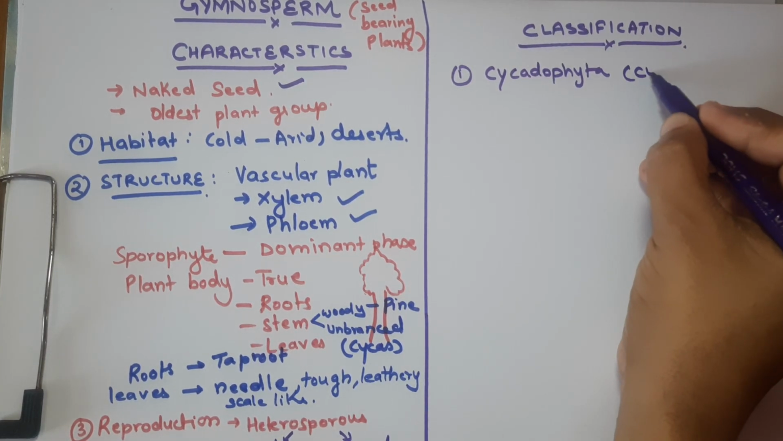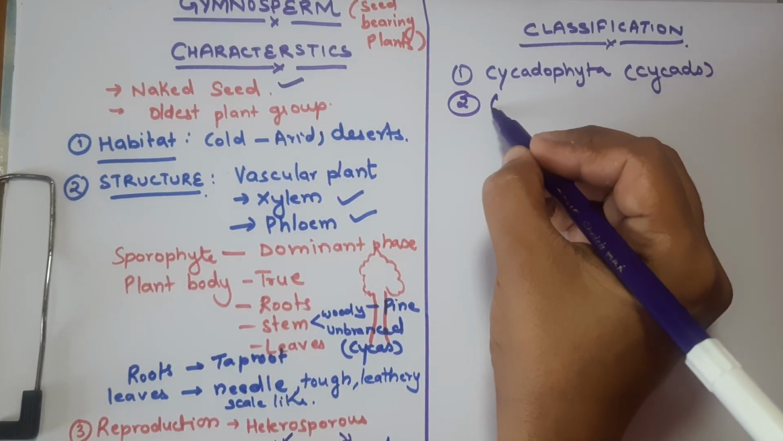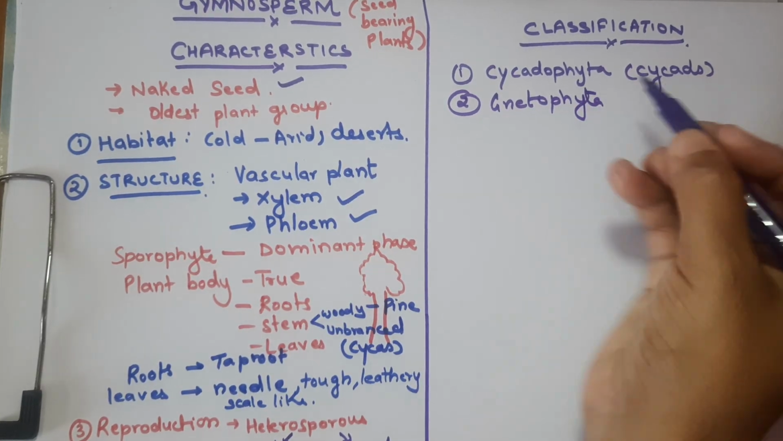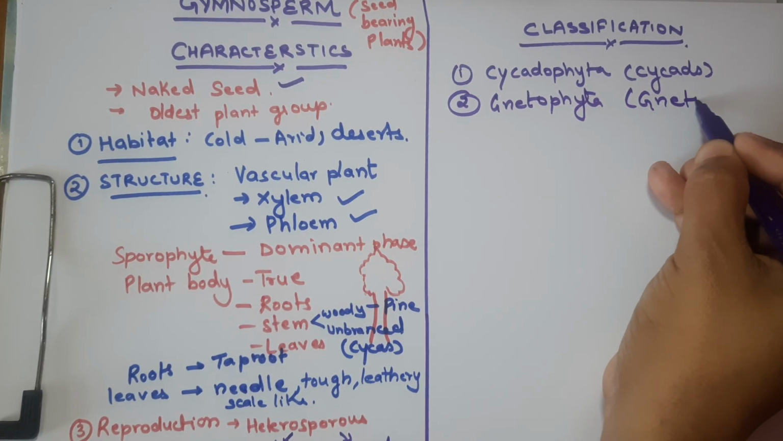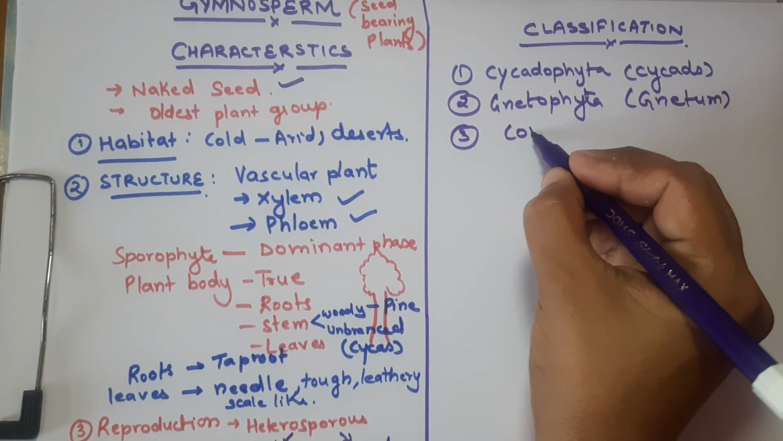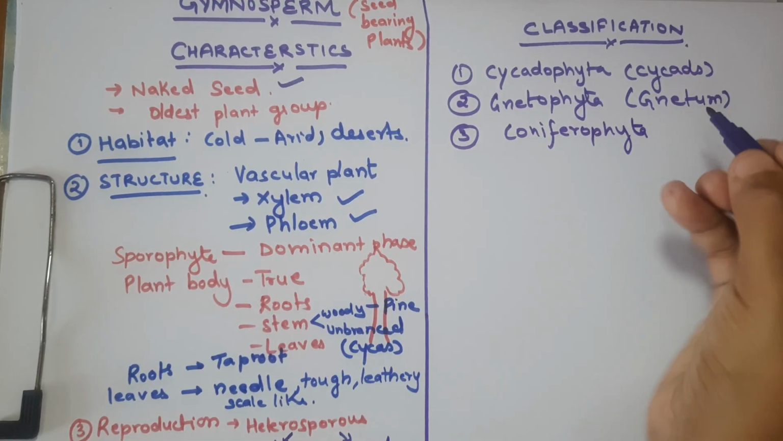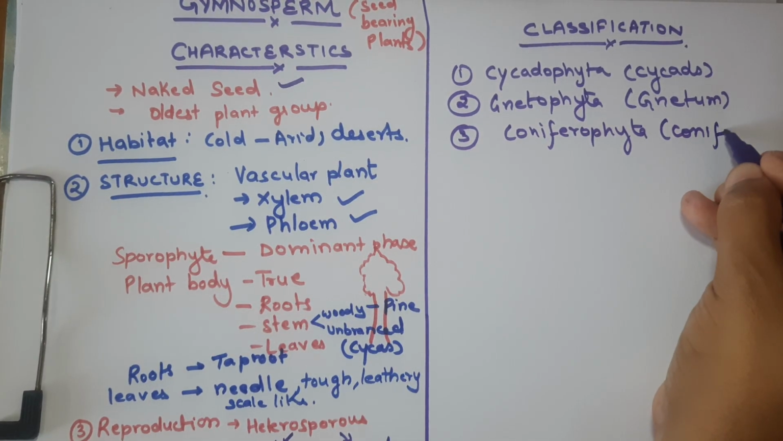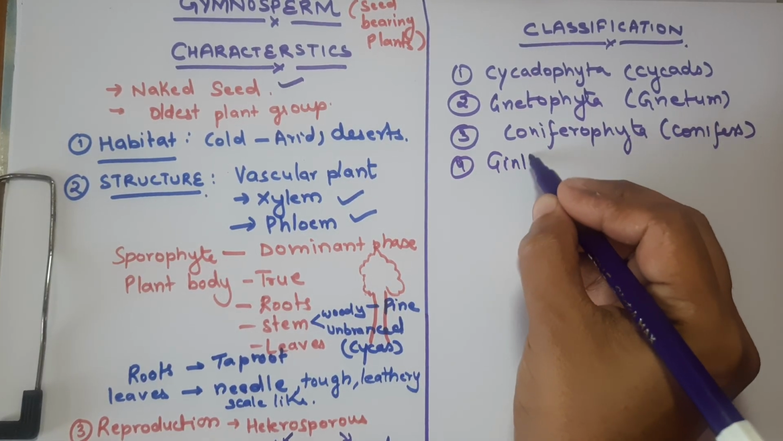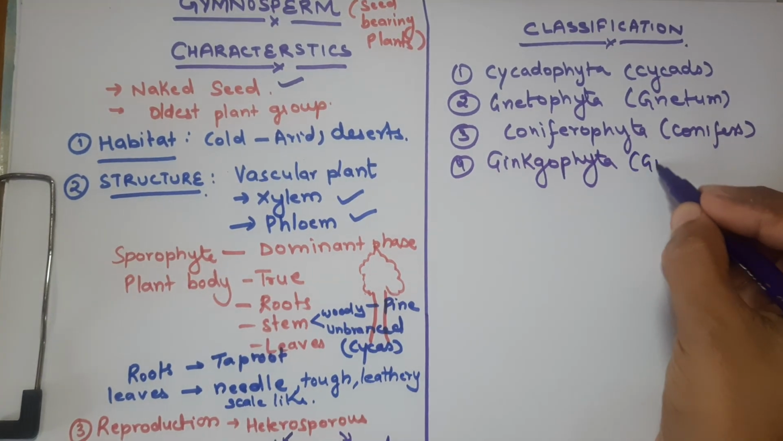Okay, they are also known as Cycads. The second one is the Gnetophyta. They are also known as Gnetum. The third one is the Coniferophyta, and they are known as Conifers. And the last one is the Ginkgophyta, and they are also known as Ginkgo.